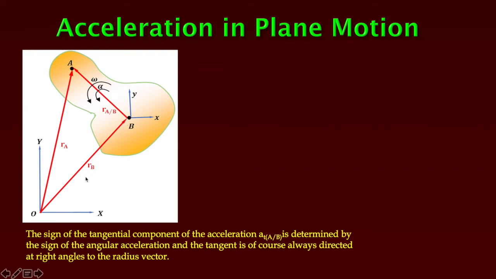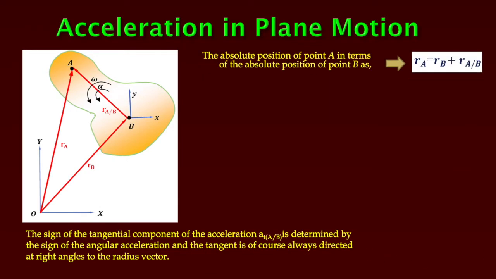Now RB is the radius vector of point B, RA is the absolute radius vector of point A, and RAB is the radius vector of A with respect to B. Means it is the radius vector with respect to the moving reference system xy. In the last chapter, kinematics of rigid body, we discussed the fixed reference system and this moving reference system.